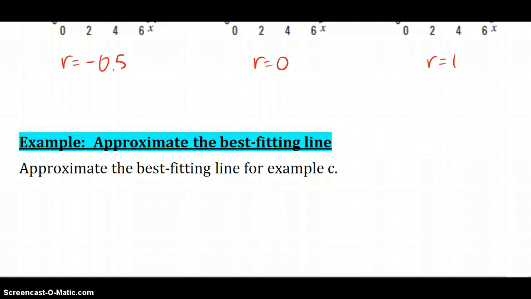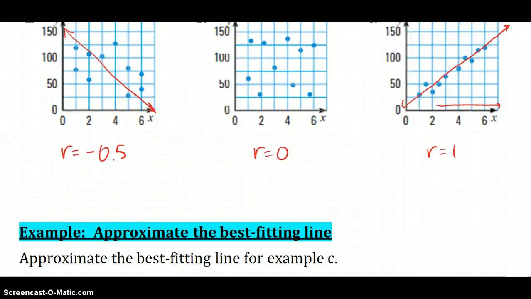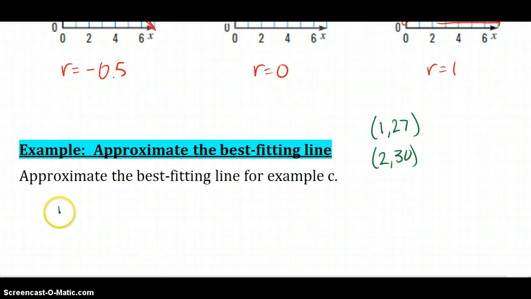So what you can do is actually write a best fitting line, an equation, for a scatter plot. So what we're going to do is approximate a best fitting line for example C. To do this, all you need is 2 points off your graph. So whatever graph you're doing it on, just grab 2 ordered pairs. So if I look at my graph right here, we're going to use this graph, example C. It looks like I have a pair right here, (1, maybe 27, you can approximate), and (2, maybe 30). Because you're choosing points off the graph you're approximating, your line might not be exactly the same as everyone else's, which is okay as long as it's close.